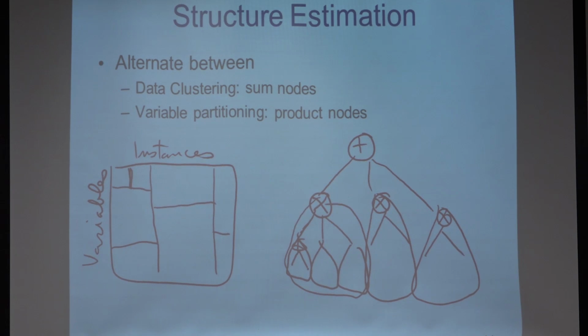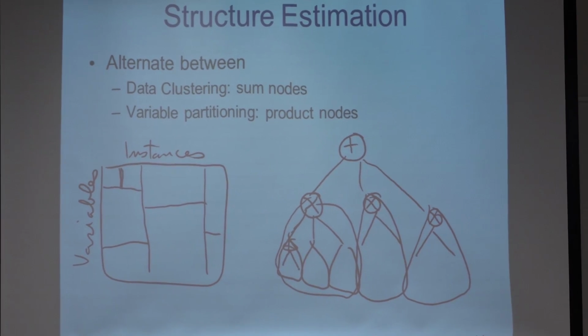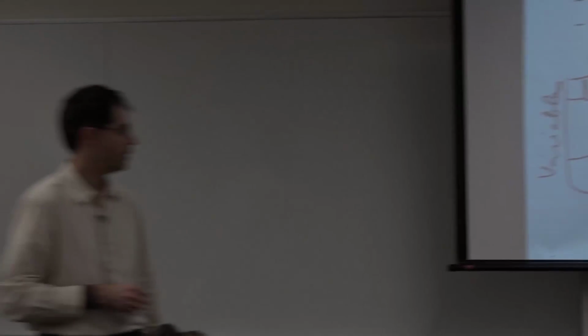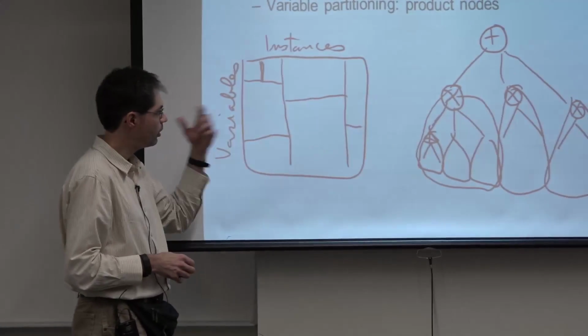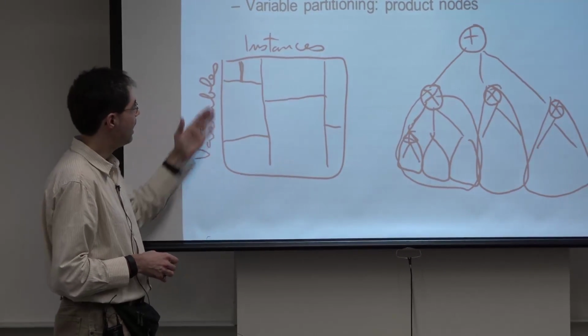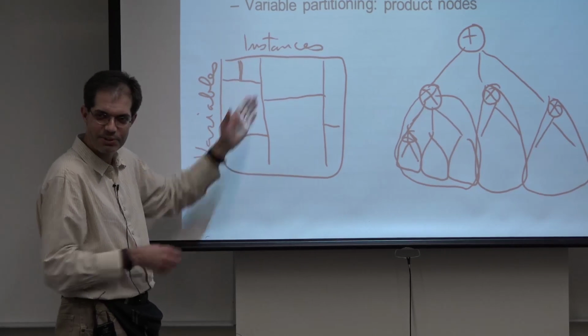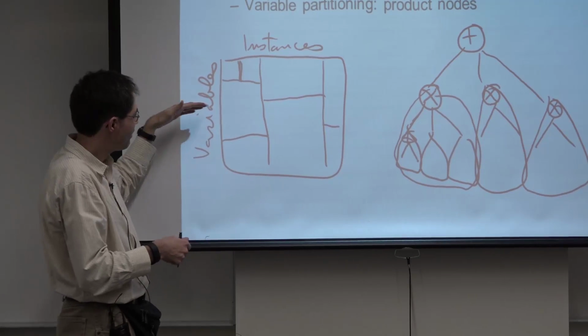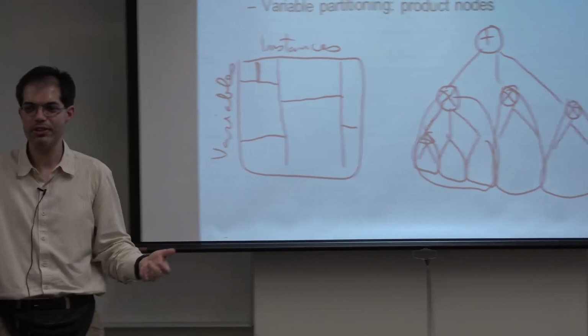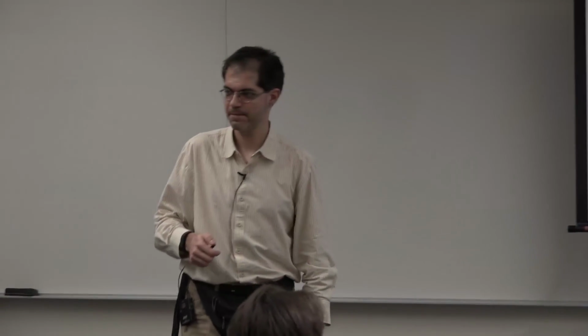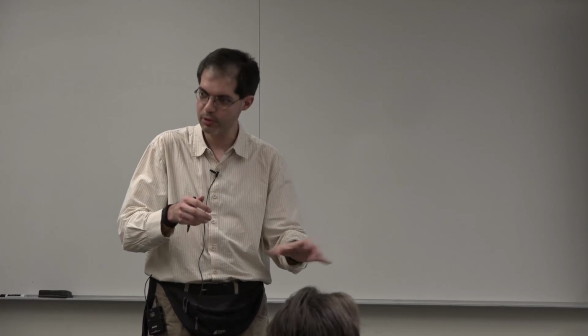So you keep on going until you have one element at the bottom? That's right. This algorithm would work, and you would stop when either you just have one instance, so you can't partition it further, or you just have one variable, and you can't partition that further. Do they all have to be on the same level? No, the height of different sub-SPNs could be different. There's no reason why they should all be the same.